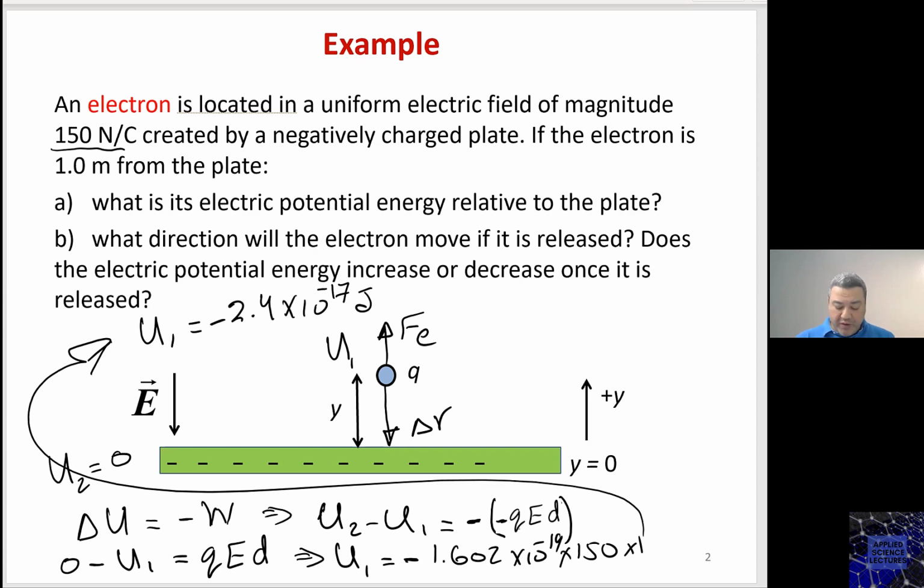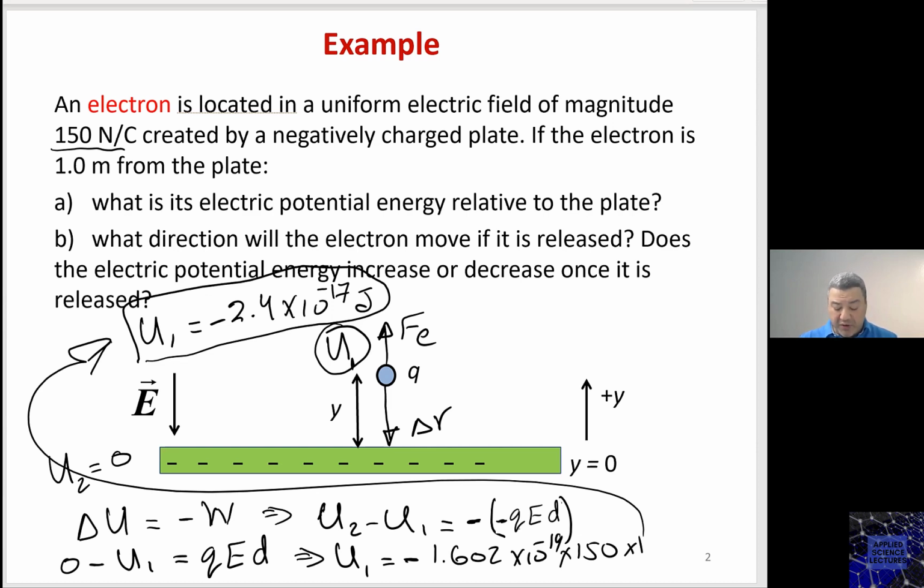So U1 is a negative electric potential energy with respect to the plate, which means if this electron has to go downward, it will gain electric potential energy, right? It will gain the electric potential energy because right now it is at U1 equals minus 2.4 with respect to the electric potential energy of the plate.